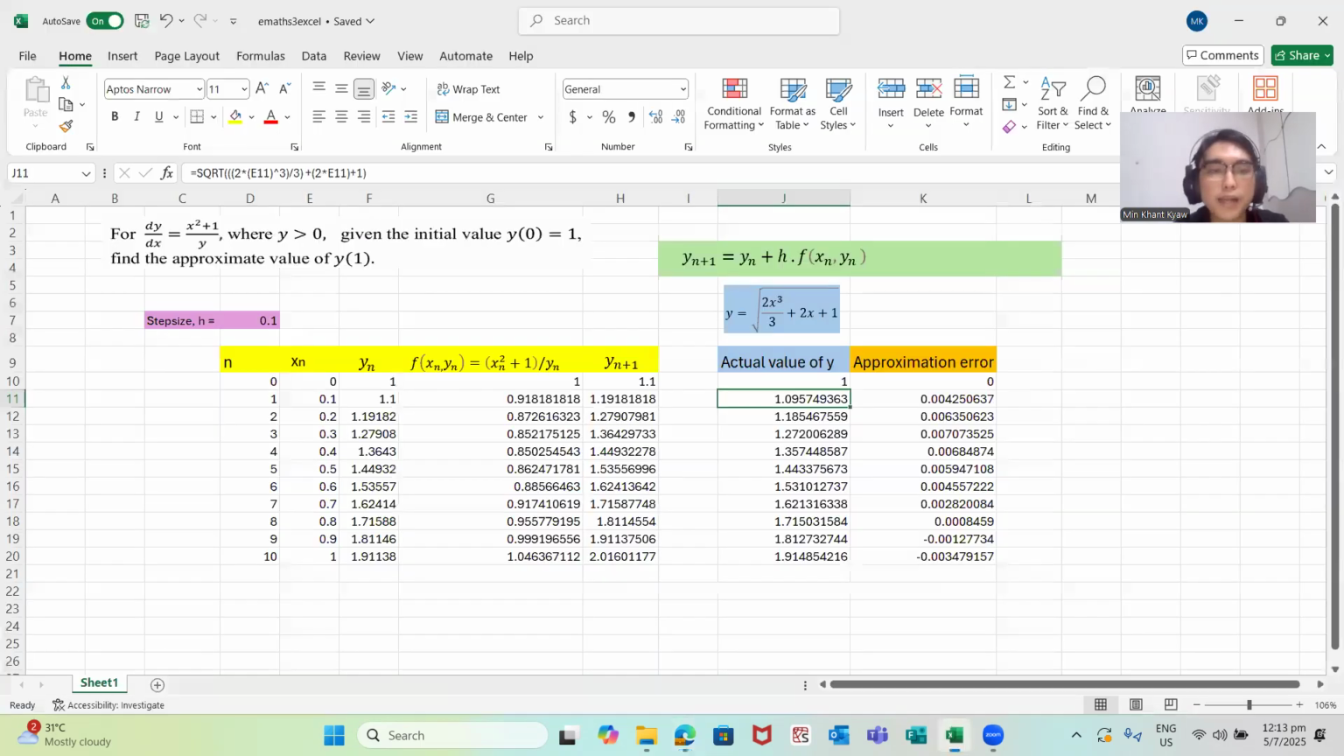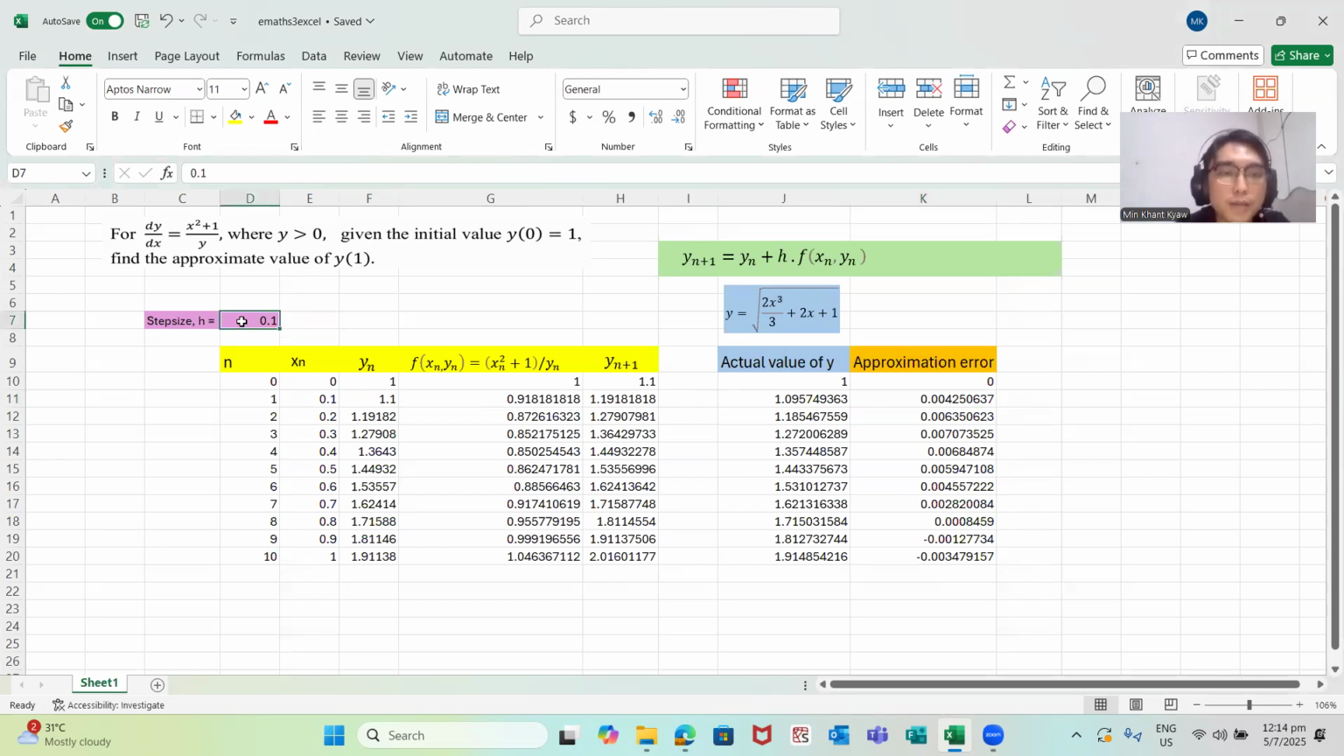Then let's look back at the Excel sheet. So this is the approximate value of y, which is equal to 1.1, and this is the actual value of y, which is 1.0957, with the approximation error of 0.0042. So this shows that Euler's method gives a really quite good approximation.